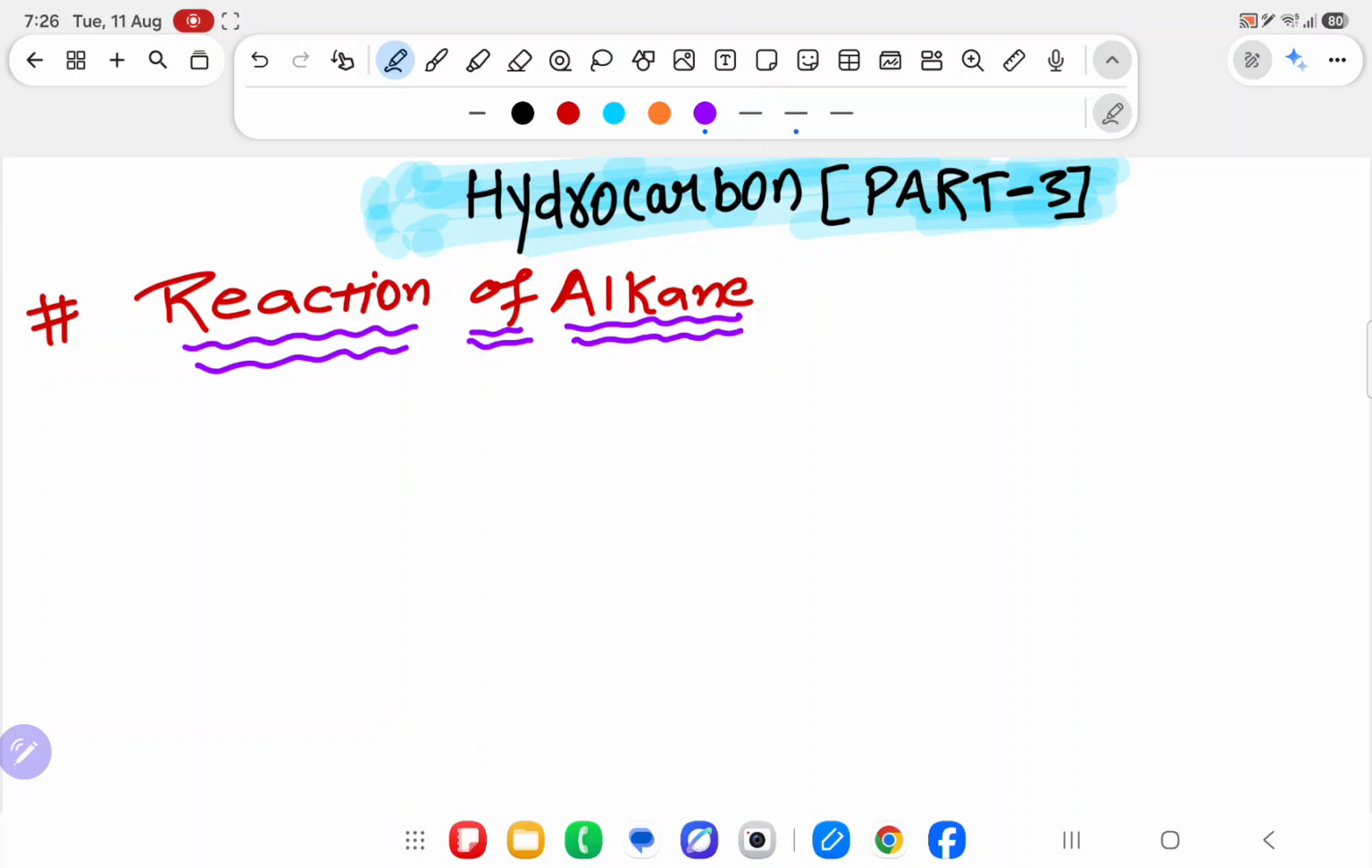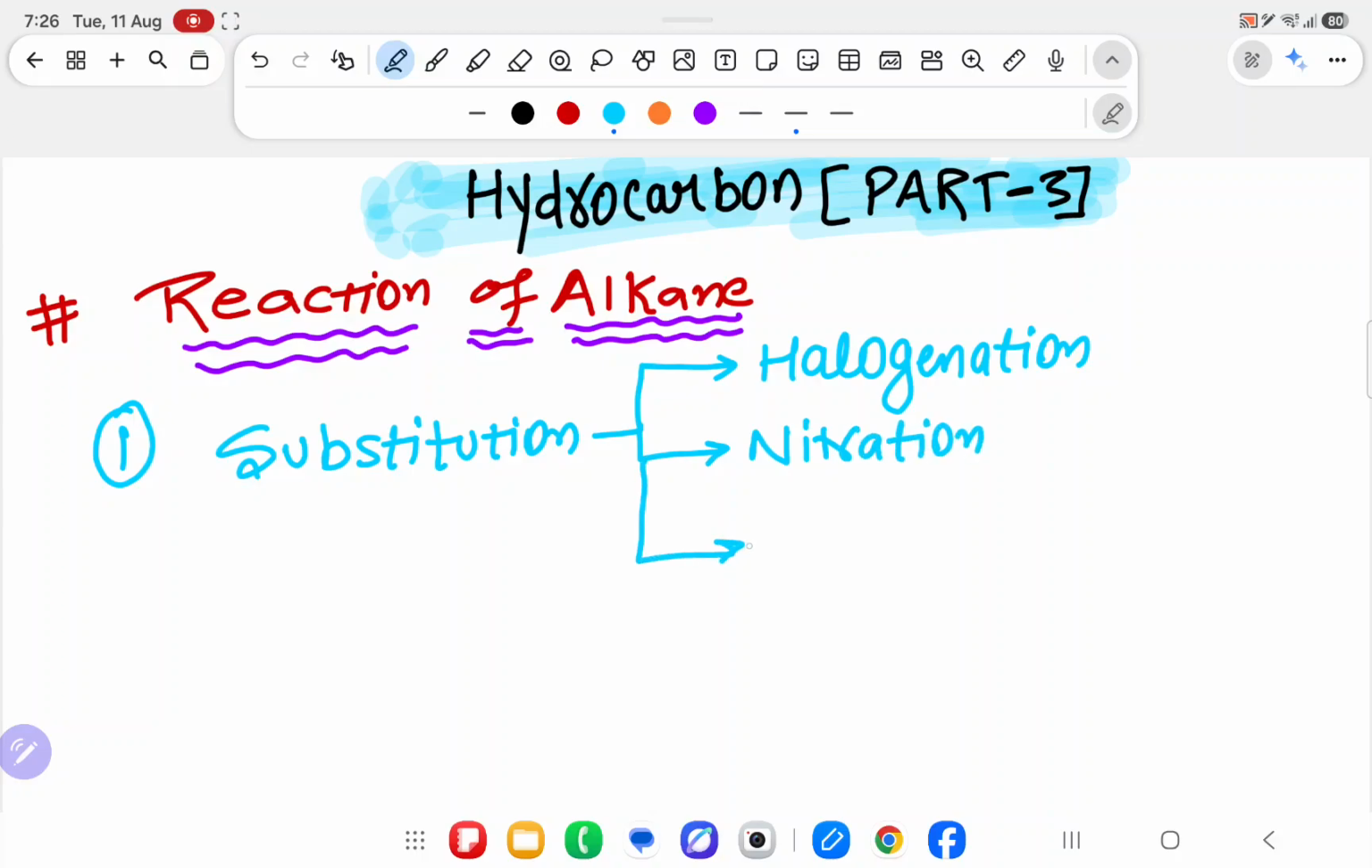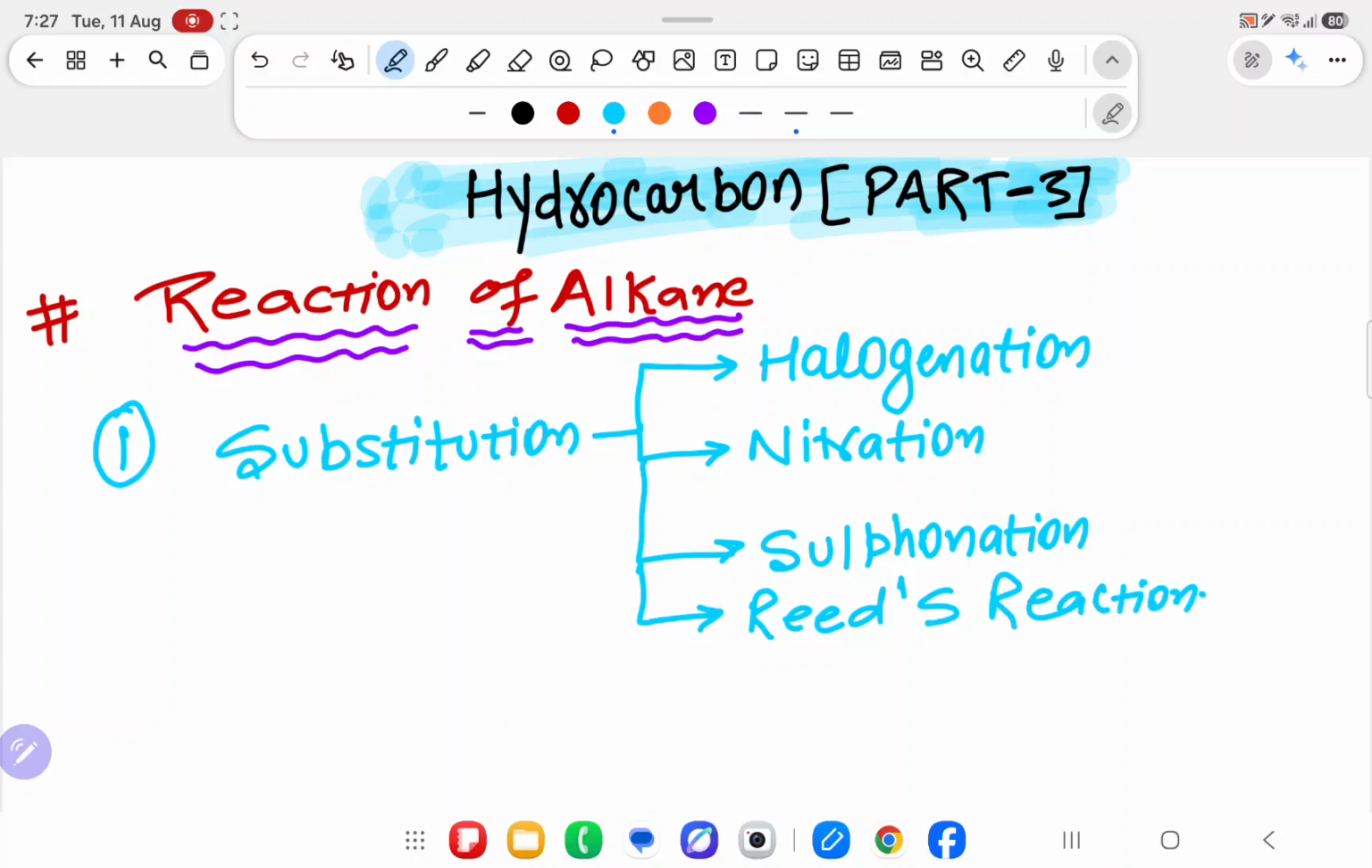Now, reaction of alkane. In this, first of all, the first topic is called substitution reaction. In that substitution reaction, first we have to study halogenation reaction. After halogenation, we have to study nitration. After nitration, we have to study sulfonation. And after sulfonation, we have to study Reed's reaction. So this is the first and foremost topic of alkane, that is substitution.